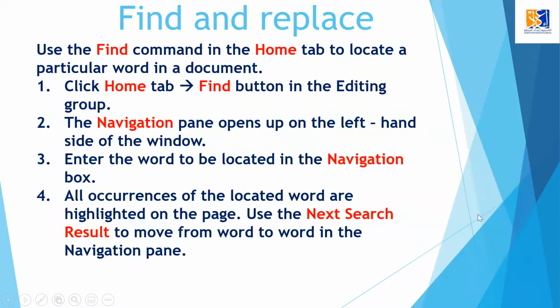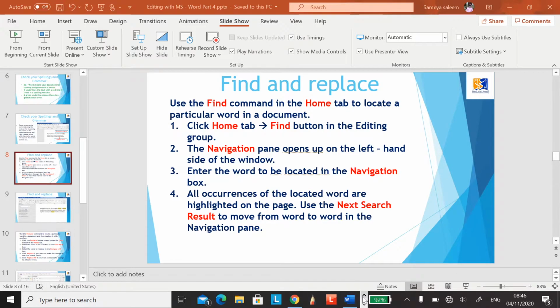Next, find and replace. Use the find command in the Home tab to locate a particular word in a document. Click the Home tab, then click on the Find button in the editing group. The navigation pane opens up on the left hand side of the window. Enter the word to be located in the navigation box. All the occurrences of the located word are highlighted on the page. Use the next search result to move from word to word in the navigation pane. Let me show you this in my Microsoft Word.